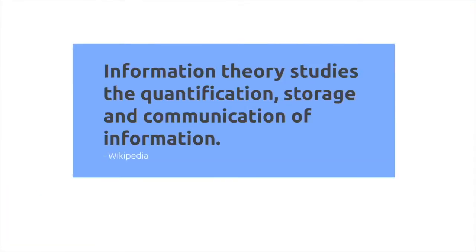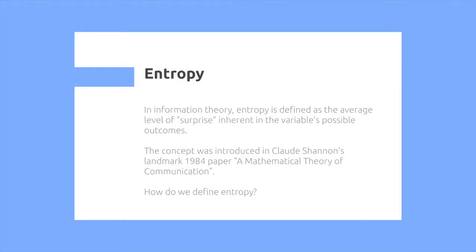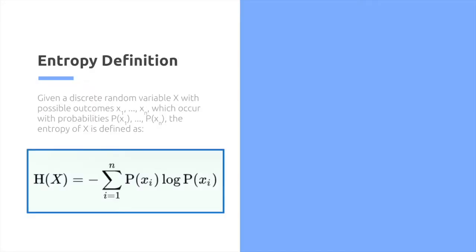Information theory. Information theory studies the quantification, storage, and communication of information, according to Wikipedia. In it, entropy is defined as the average level of surprise inherent in the variable's possible outcomes. The concept was introduced in Claude Shannon's landmark 1948 paper, A Mathematical Theory of Communication. So how do we define entropy?